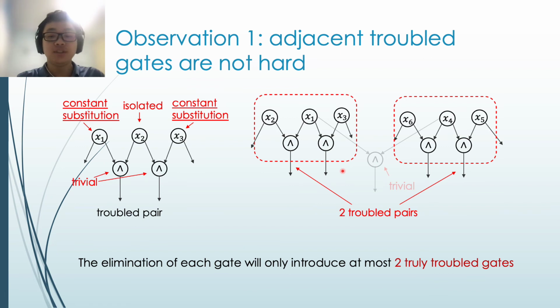So our first observation is that the elimination of each gate will only introduce at most two truly trouble gates. By truly trouble gates, we mean those having no adjacent other trouble gates. And we can see that at most one is introduced by each incoming edge of the eliminated gate. That is, for this eliminated gate, each of its incoming edges will only contribute at most one truly trouble gate.